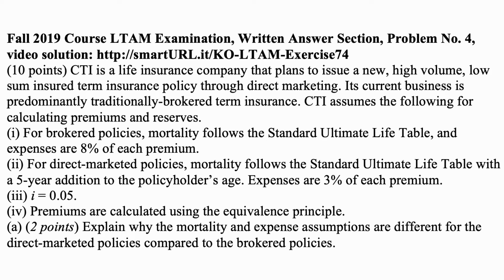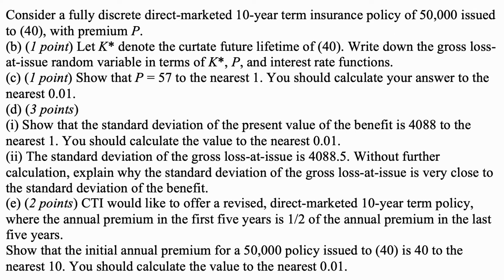Question A. Explain why the mortality and expense assumptions are different for the direct marketed policies compared to the brokered policies. Now consider a fully discrete direct marketed 10-year term insurance policy of $50,000 issued to a 40-year-old with premium P. Question B. Let K star denote the curtate future lifetime of the 40-year-old. Write down the gross loss at issue random variable in terms of K star, P and interest rate functions. C. Show that P is equal to 57 to the nearest 1. You should calculate your answer to the nearest 0.01.